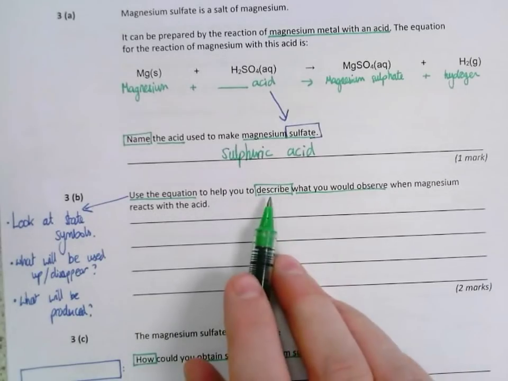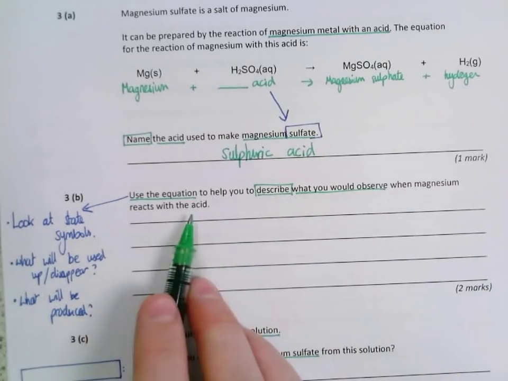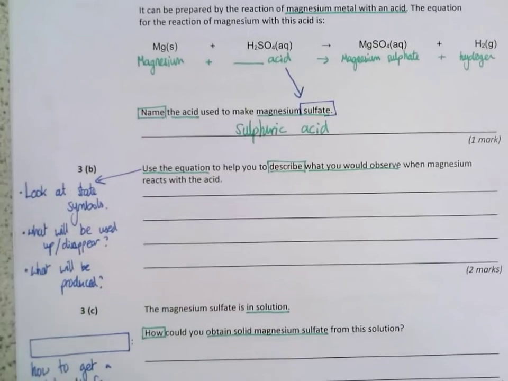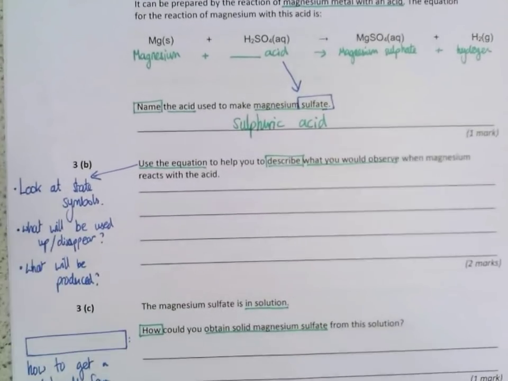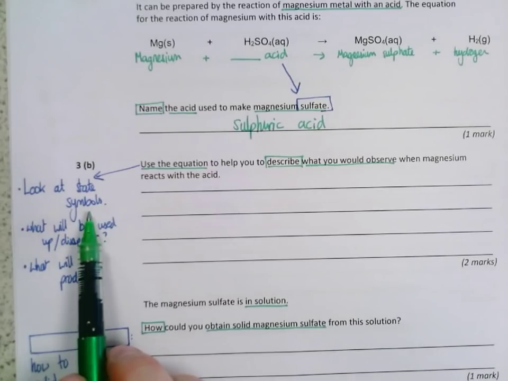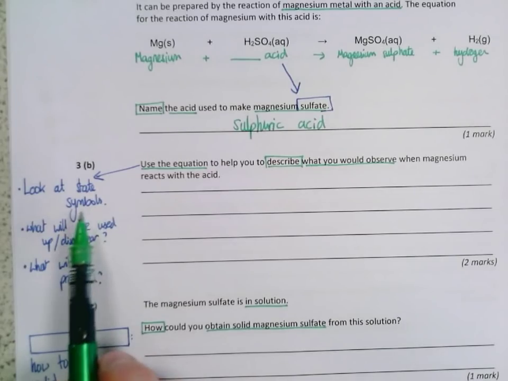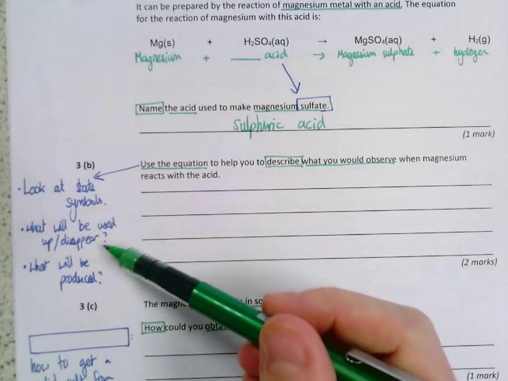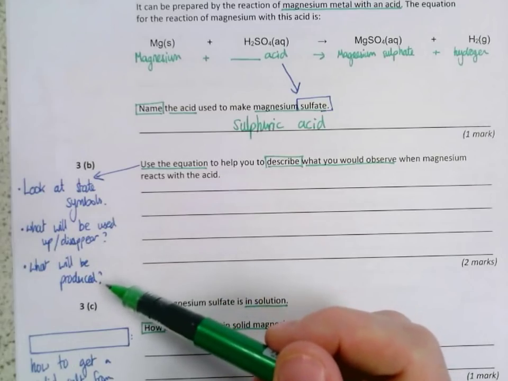3b. Use the equation to help you describe, so 2 marks, we need a description, what you would observe when magnesium reacts with the acid. Now I've put some hints on the left-hand side. When the question says use the equation, this is what you should use. Look at the state symbols. They will give you some information. Ask yourself, what will be used up, what will disappear, and what will be produced, what will appear.